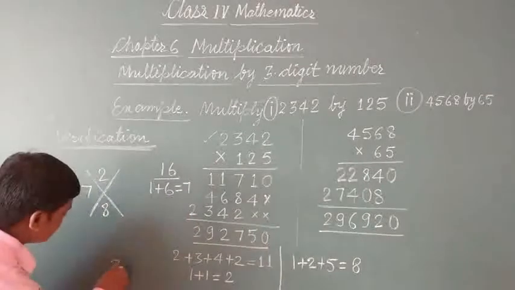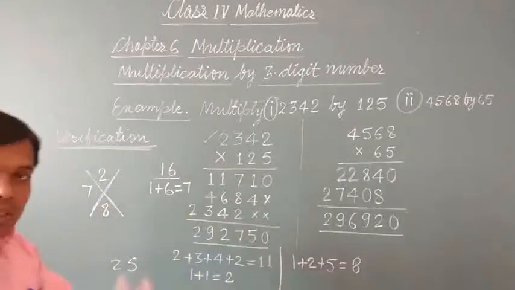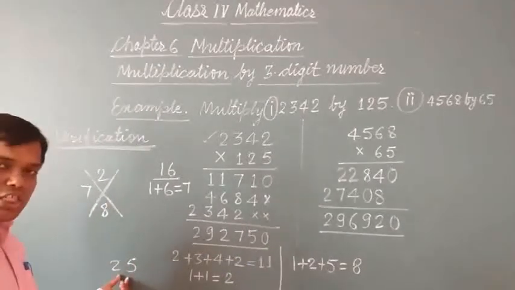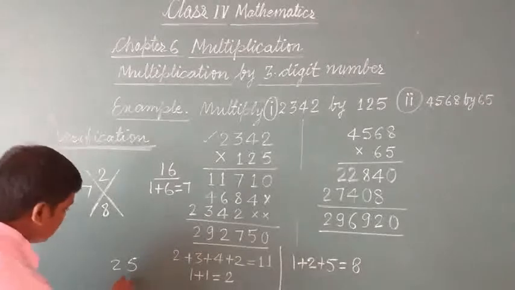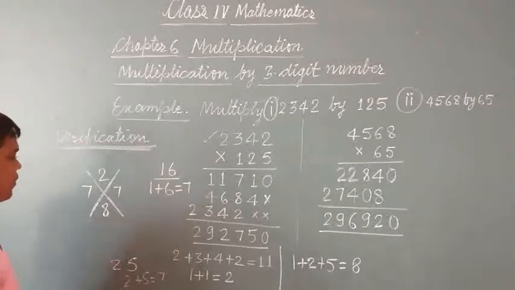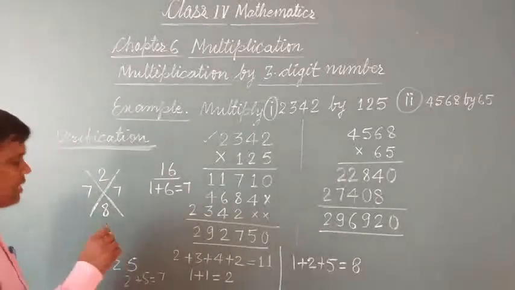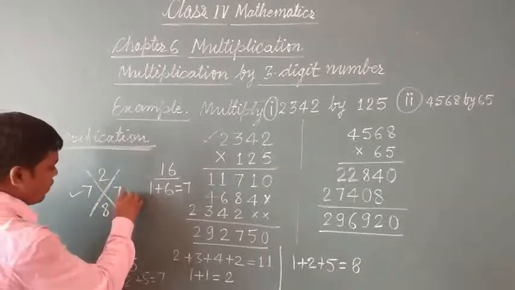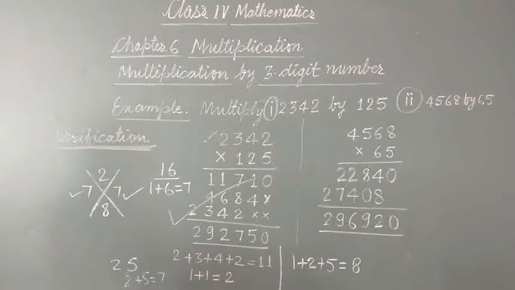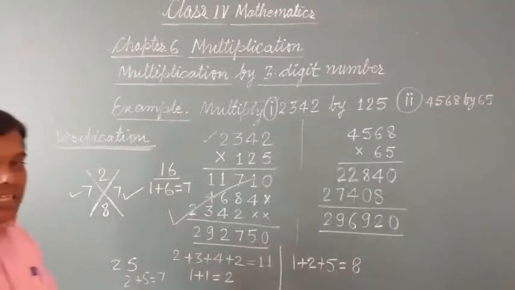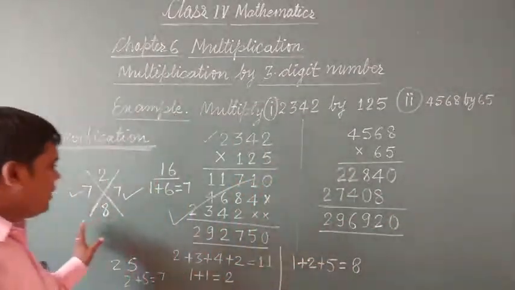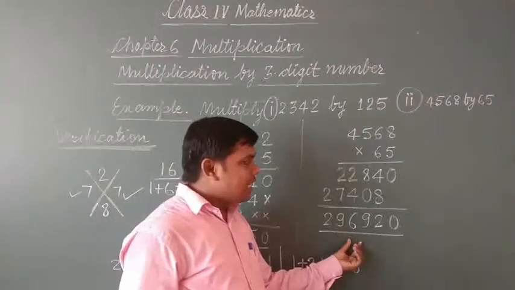Means we got the sum 25. It is a 2-digit number. So once again we will add these digits together. 2 plus 5 will be 7. So here we write 7. We are seeing here that this side digit is equal to this side digit. It means our product is correct. It is very easy to verify the product. You look at this side also. I am going to verify whether the product we have got here is correct or not.